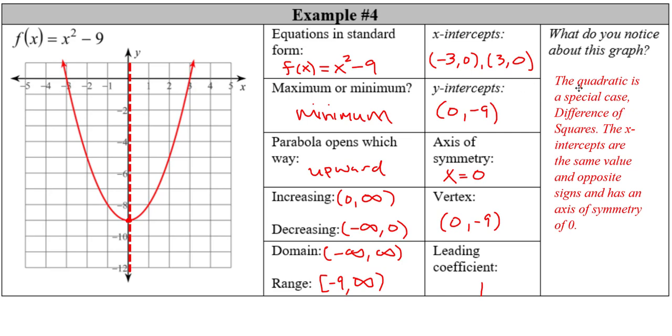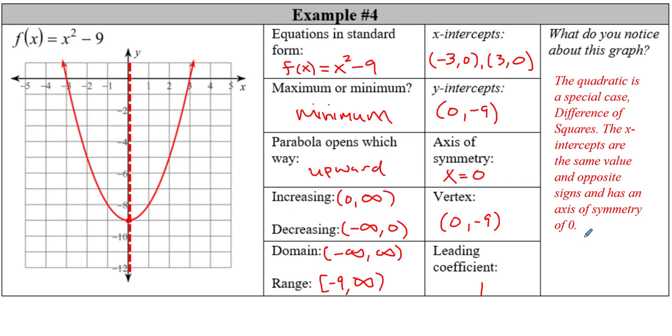All right, so this is a special case as well. This is the one that we call a difference of squares. And if we take a look, the x-intercepts are the exact same value. They're just opposite signs. This one is a -3 and this one is a +3. Okay, so when we have that special case, we are going to have an axis of symmetry of 0 if these are on the opposite sides.